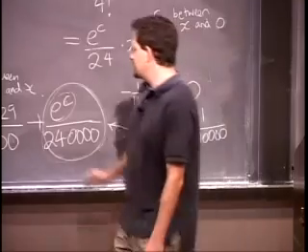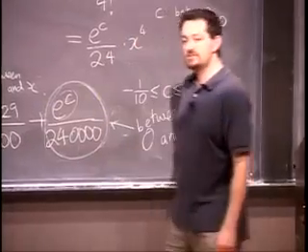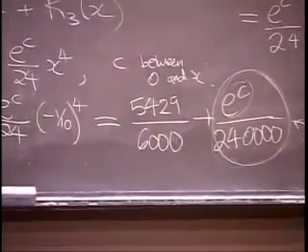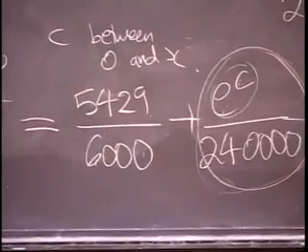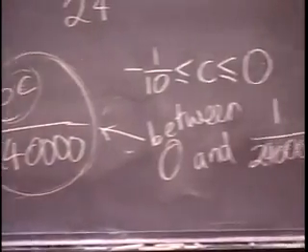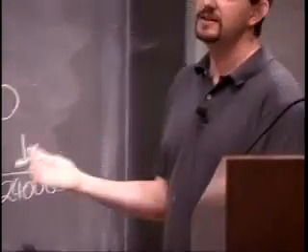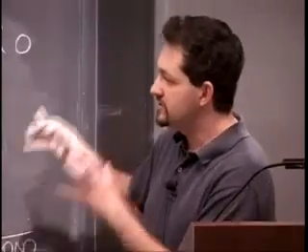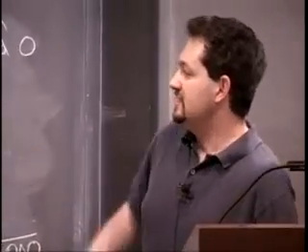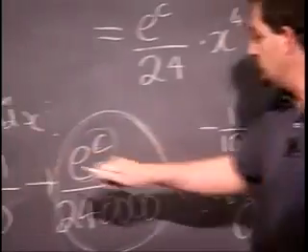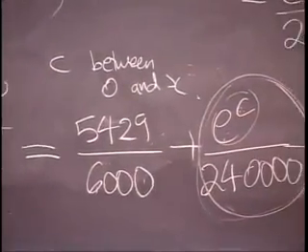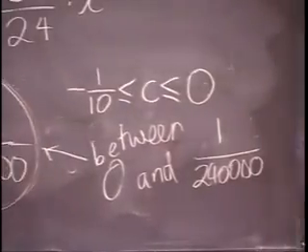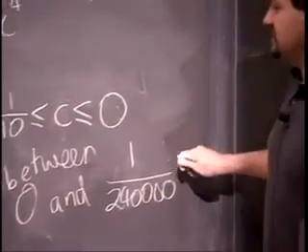So what's the moral of the story? The moral is, this is a very good approximation to e to the minus a tenth. In fact, the most wrong it could be is 1 over 240,000. So we are confident, without any calculator, just from this theorem, that our approximation is good up until about 1 over 240,000. Could be better, but it couldn't be any worse than that.